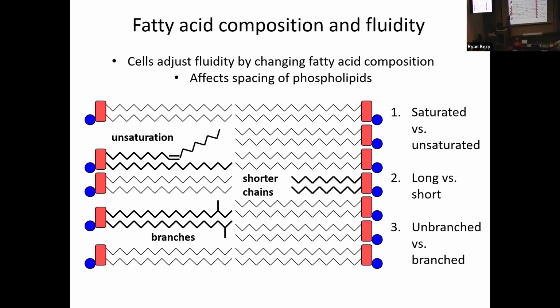What do the branches do to my phospholipids? Do they make them closer or further apart? Further apart. See my spacing here. Spacing is important. Structure always correlates to function. In this case, the structure correlates to the fluidity. So what do we do here? We can switch. We can use either saturated versus unsaturated, long versus short, branched versus unbranched. We can change what fatty acids are incorporated in the membrane.